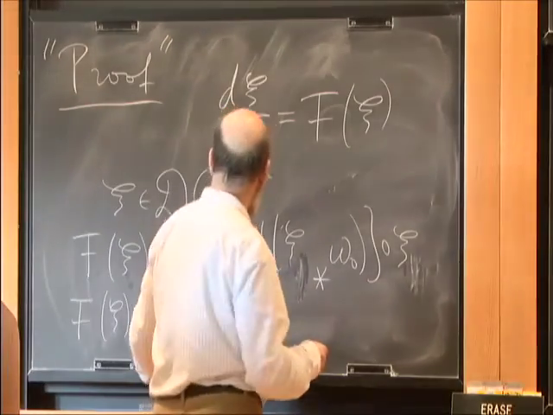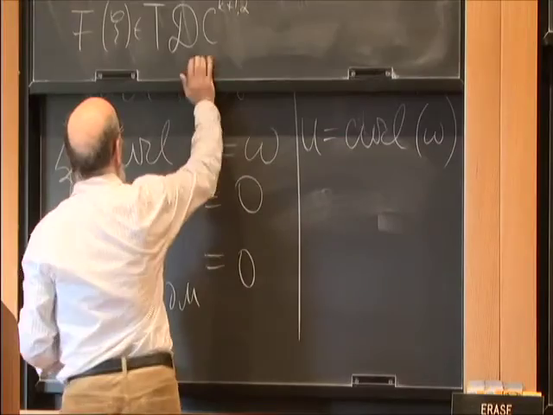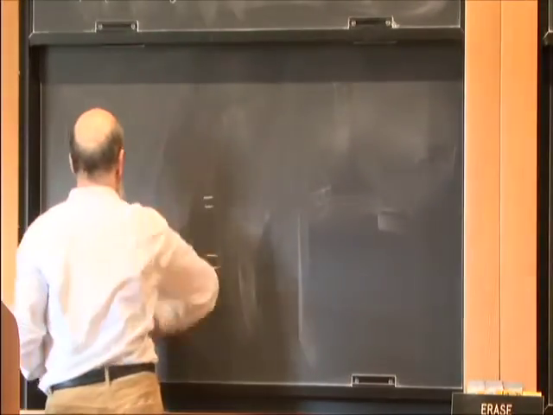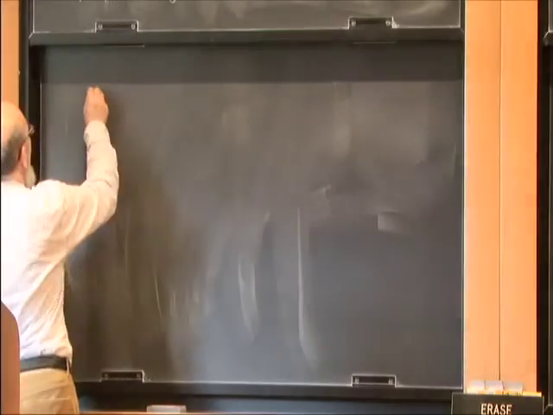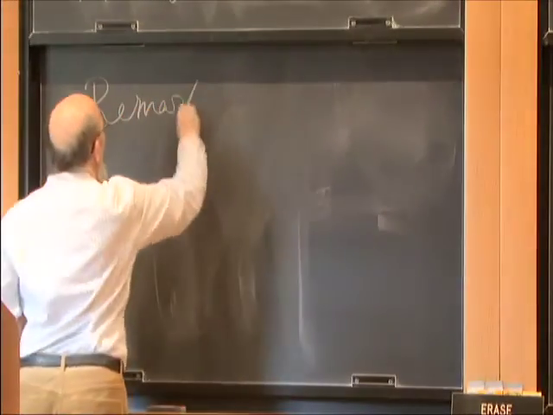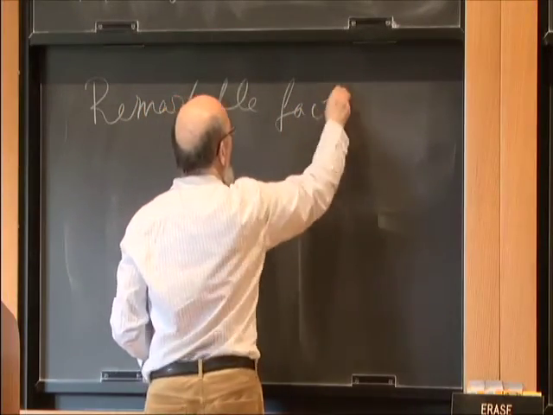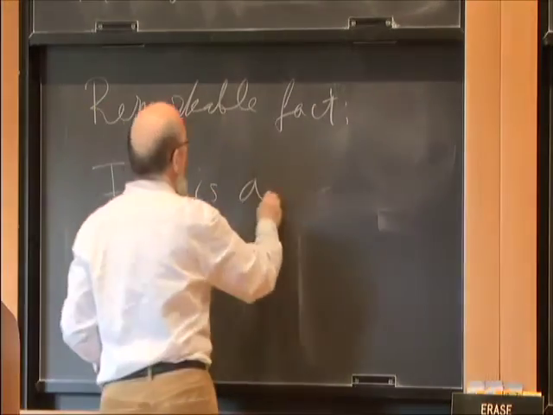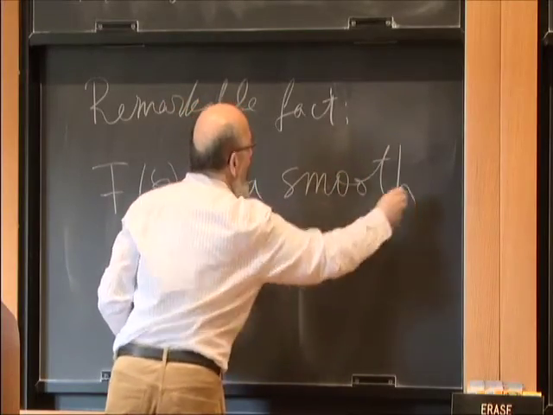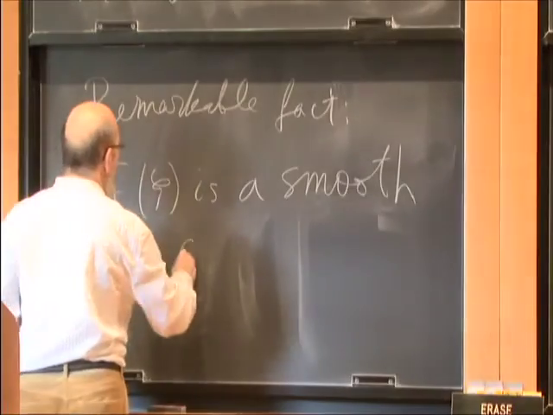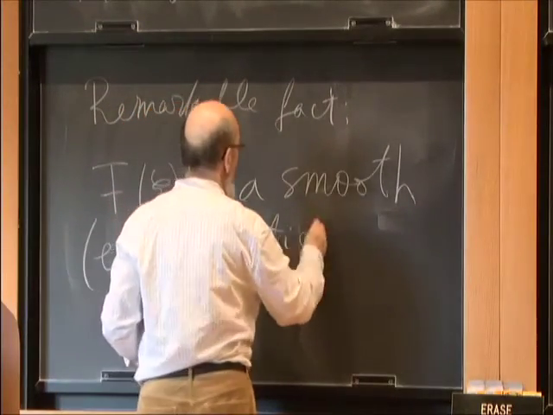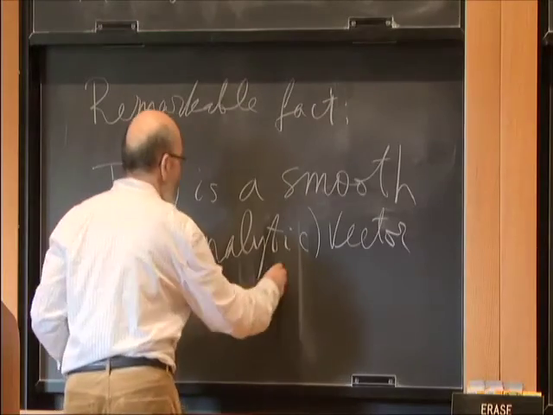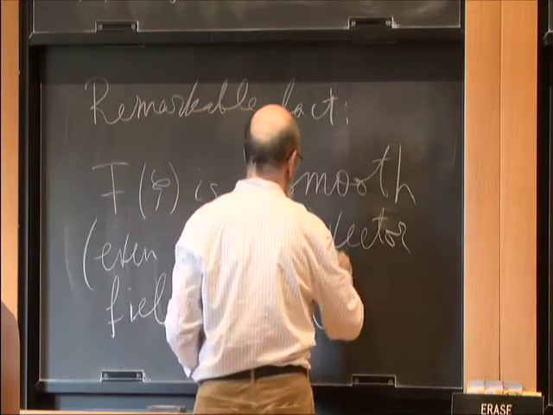But what they managed to prove? A remarkable fact: f is a smooth, even analytic, vector field on D C^(k+1) alpha.